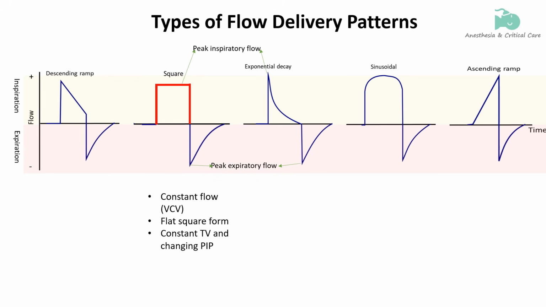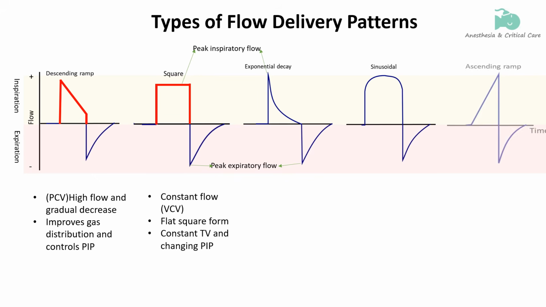The descending or decelerating flow waveform seen in pressure-controlled ventilation and some volume modes starts with a high flow rate that gradually decreases during inspiration. This flow pattern improves gas distribution and reduces peak pressures. The accelerating or ascending flow waveform starts with a low flow rate that increases throughout inspiration. It is less common but may be used in specialized situations where an increasing flow rate is beneficial.